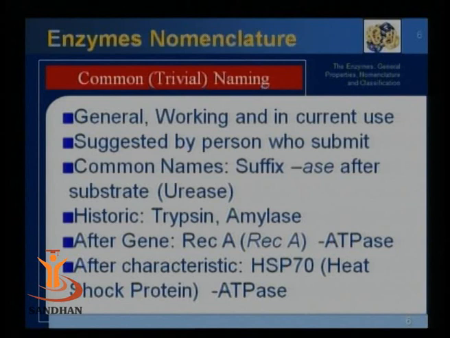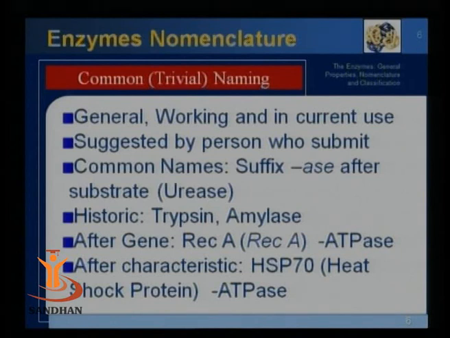Common names: the suffix ase should be placed after the substrate. That was the very primitive idea for naming any type of enzyme, that we have to consider which substrate the particular enzyme acts upon. For example, we can take the urease enzyme. When we say urease, it is clear in our mind that the substrate is urea, and we have put the suffix ase after urea, so it becomes urease.